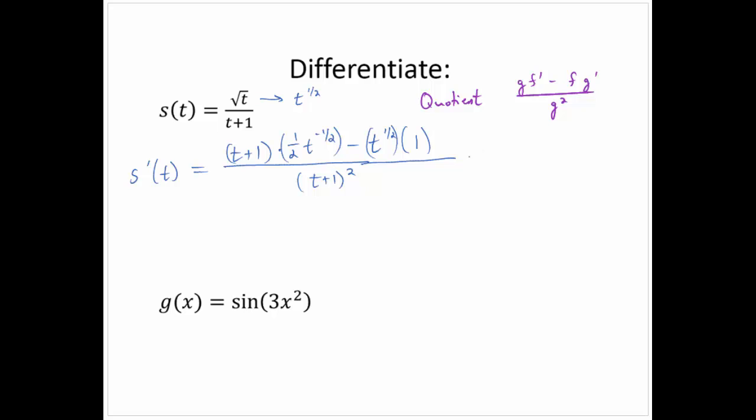Now let's rewrite this. I have 1/2 t to the negative 1/2 times t plus 1, so I can write that term as t plus 1 over 2 times the square root of t, minus t to the 1/2. That's the square root of t, and we still have the t plus 1 squared in the denominator. Now, we generally don't like fractions in fractions, so I'm going to get rid of this fraction by multiplying both numerator and denominator by that quantity, 2 root t.